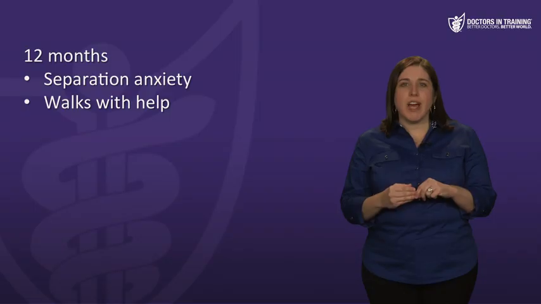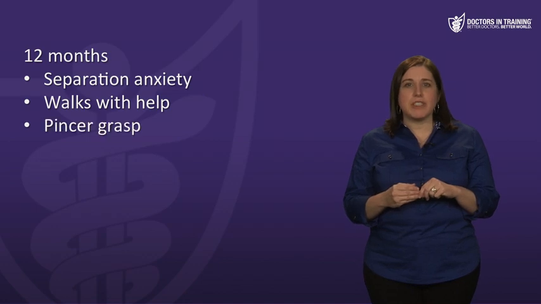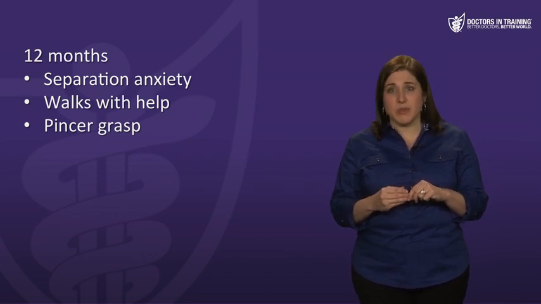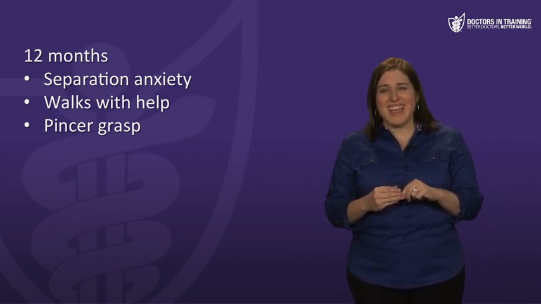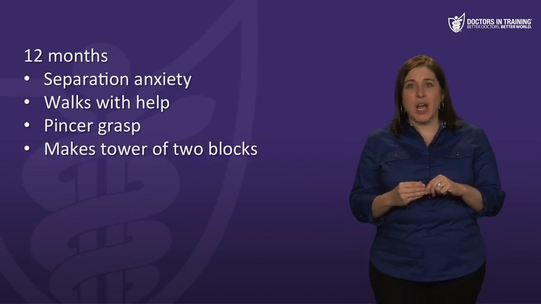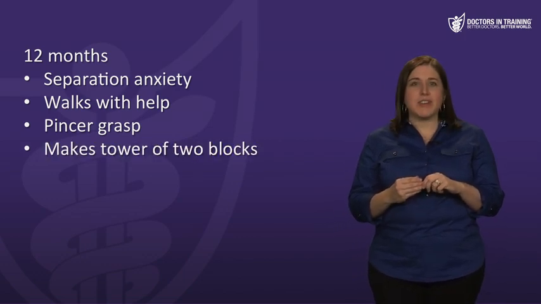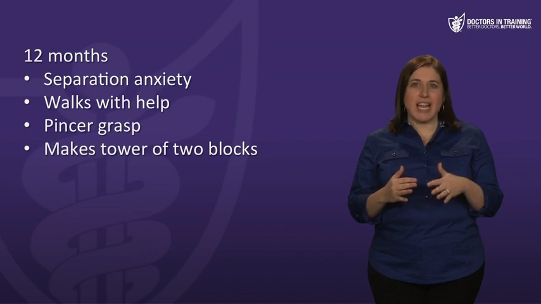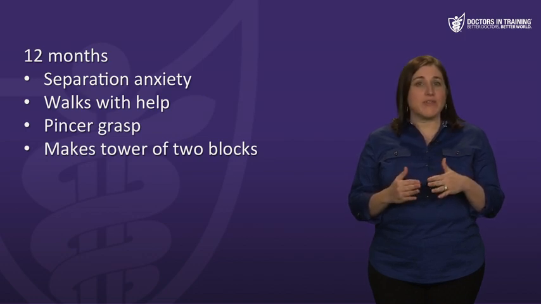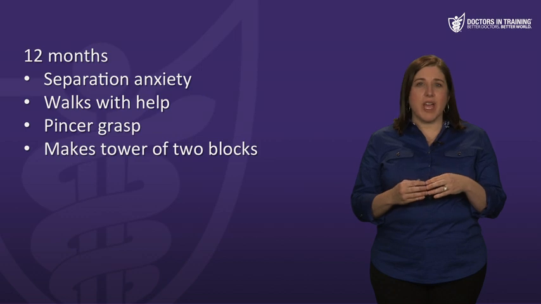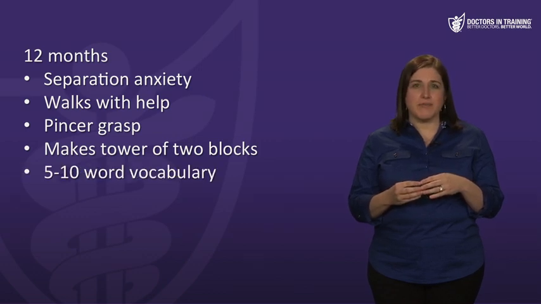At 12 months, they are typically beginning to take their first steps and walking with some help. For fine motor, you'll see them use that pincher grasp so they can pick up Cheerios or other finger foods and eat them. And they can pick up anything else that's within reach as well. They can also make a 2-block tower. These different levels of tower building are very classic milestones. As far as speech, at a year they have a vocabulary of about 5 to 10 words.